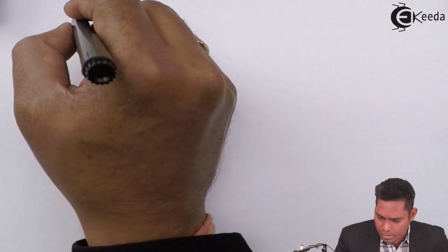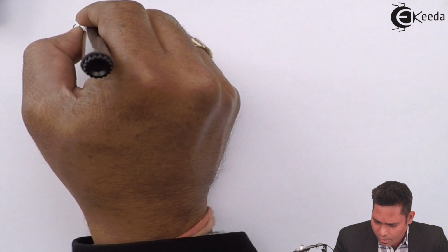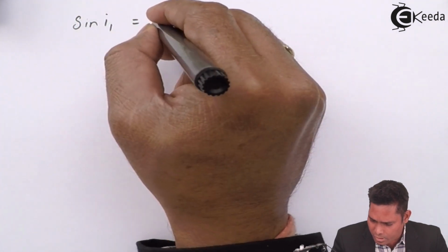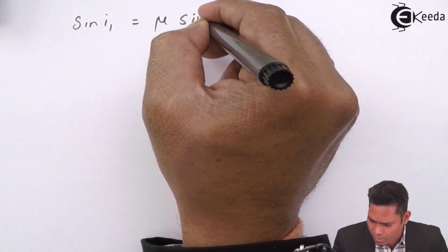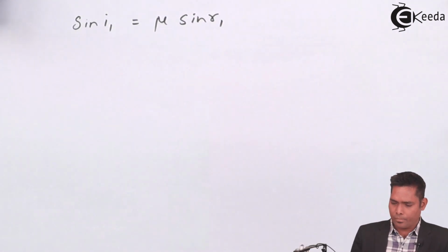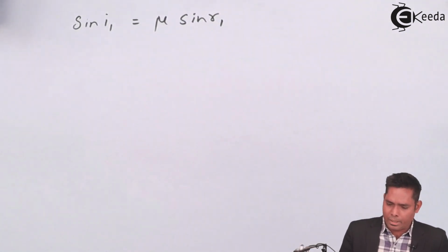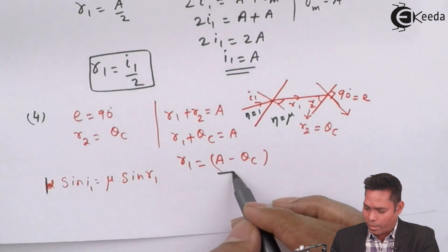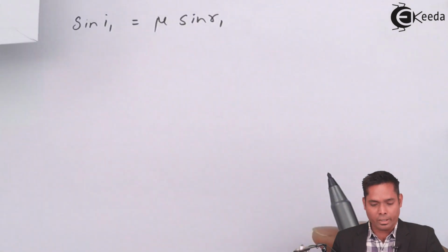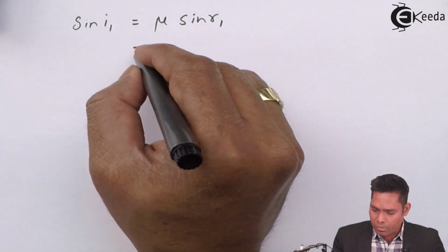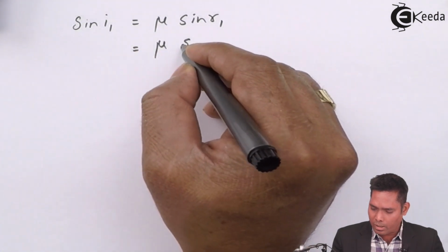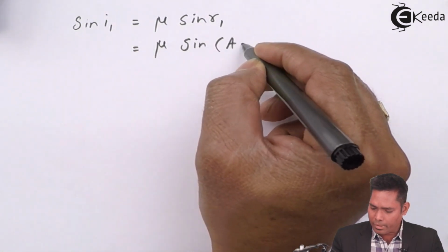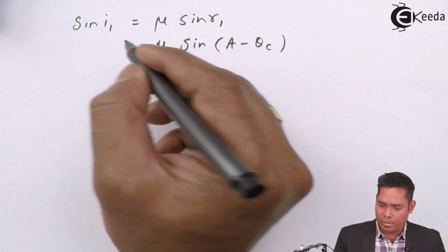So I'll write sine of I1 at the first surface is mu times sine of R1. Okay, but R1 I want to write in terms of the other angles. So this equation I can write as mu sine of A minus theta c. That way I would write.